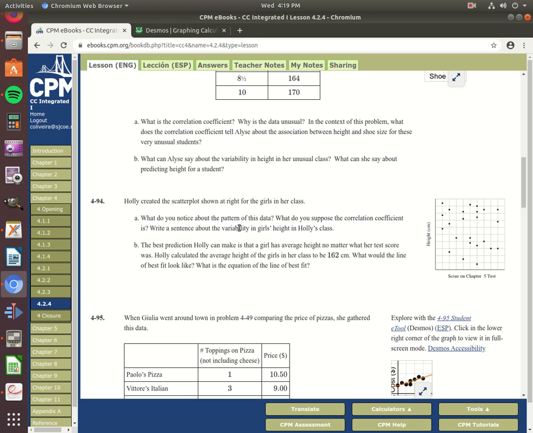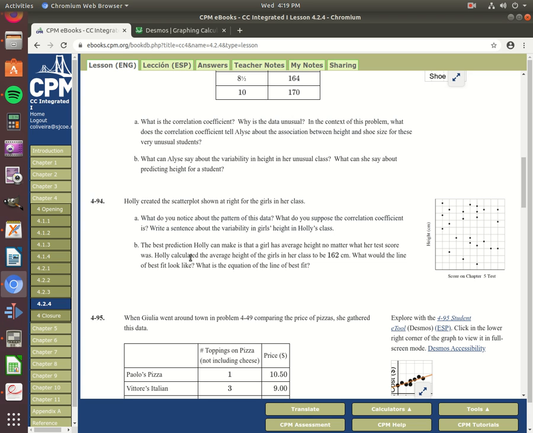What do you notice about the pattern? Well, there really is no pattern. So I would say the R is 0, and that would make sense because there's no reason to think that the score on the test has anything to do with your height. There's no reason to think a tall person would do better or worse on the Chapter 5 test. So again, I would say the R is 0, and 0% of the height is associated with the score on the test, right? They just don't make sense to go together.